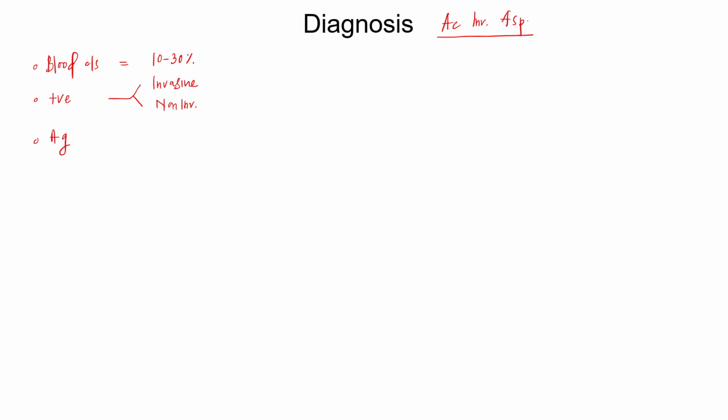You can do antigen detections or RT-PCRs, which are more sensitive for diagnosing aspergillosis. Then there is a serum antigen marker, that is serum galactomannan, which is very commonly used in clinical practice as a marker of acute invasive aspergillosis. Now, the galactomannan is more sensitive in respiratory samples, more likely to come positive in respiratory samples than serum samples.